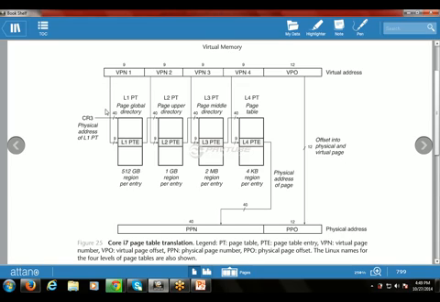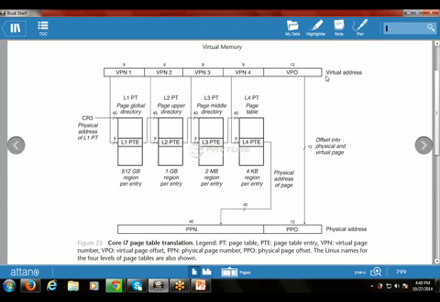VPN is converted into the L1PT, that is the page global directory, then L2PT, that is a page upper directory, then page middle directory, then page table. These are the page tables that are used for the PTE. Then this is L1PTE, then L2PTE, L3PTE, L4PTE. Then there is a 512 GB region per entry. This is of 1 GB, this is of 2 MB, this is of 4 KB. Then there is a physical address of the page.